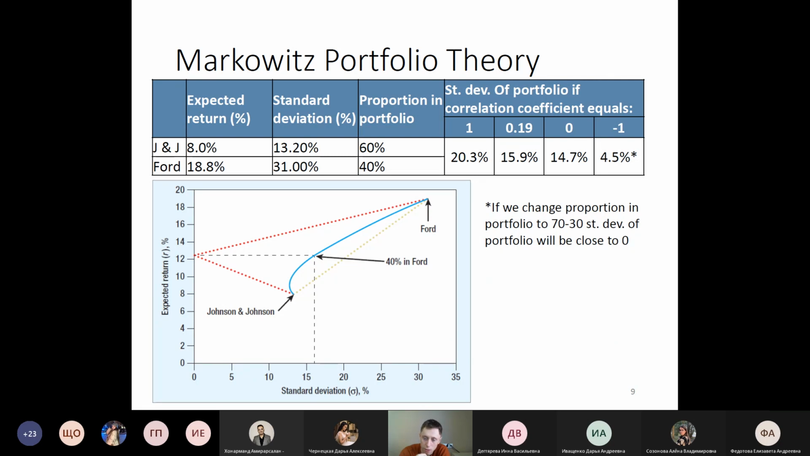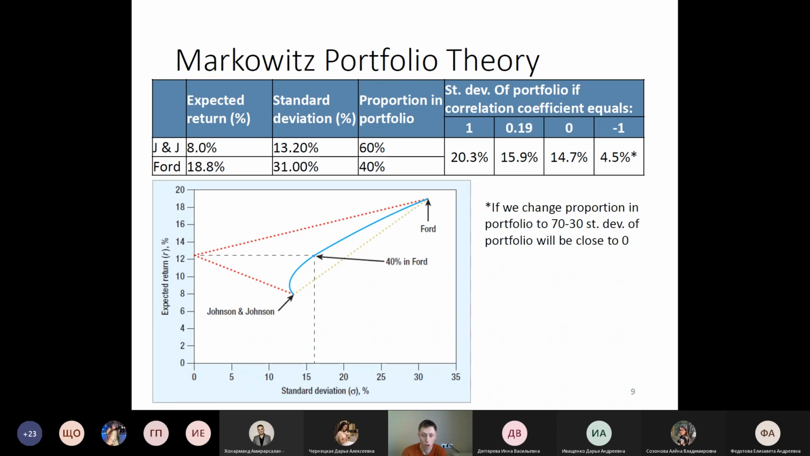Another radical case, another extreme case, is the situation when there is a perfect negative correlation between those two assets, and this case is presented with a dotted red line. If the assets are perfectly negatively correlated, we can put them in a proportion where the risk, measured by the standard deviation, gets to 0.